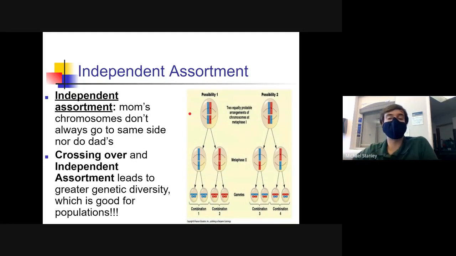Independent assortment is another thing that we talked about. Essentially, it's just a fancy way of saying that the chromosomes don't split apart equally every time. There can be some variation in terms of which chromosome ends up on which side of the cell and ends up in which haploid cell at the very end. So the mom's and dad's chromosomes don't always go to the same side of the cell. Instead, there can be a lot of variation in terms of which of these daughter cells get which combination of genes.